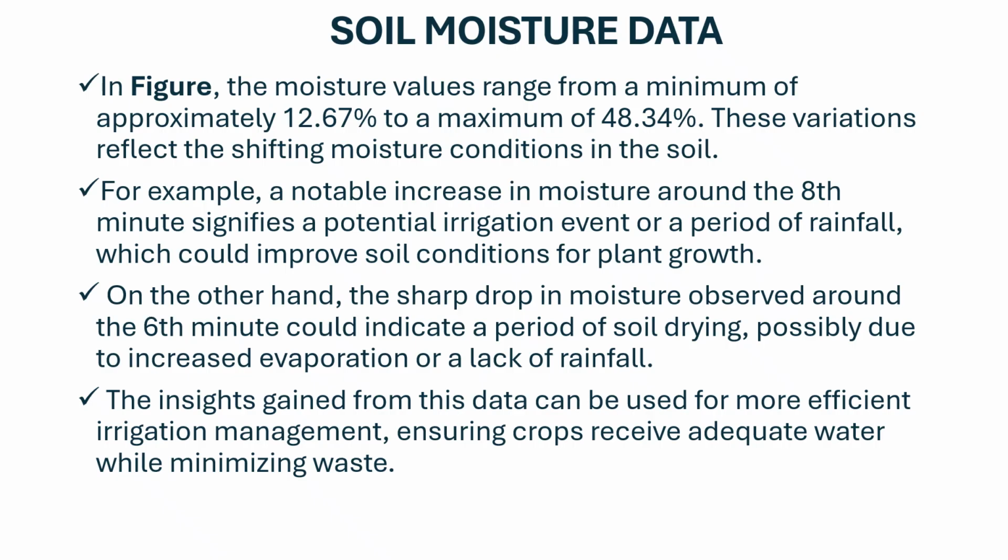Also we can see from the figure that around the 6th minute the period represents increased evaporation or lack of rainfall. Around the 6th minute, the period represents an evaporation increase. That means temperature is increased and the level of humidity is also decreased. That means there will be chances of no rainfall. So these insights can be used for effective crop management, which helps in saving water and energy consumption.